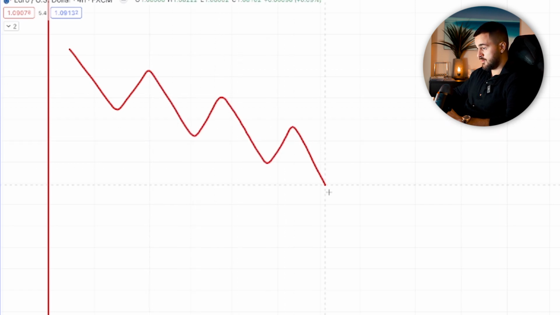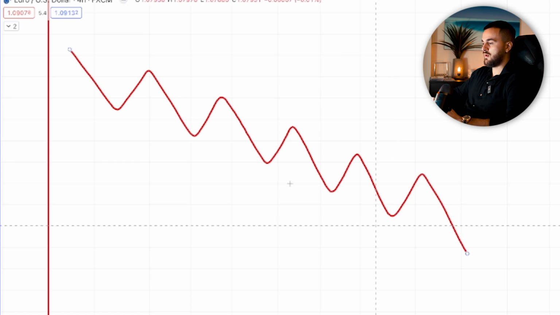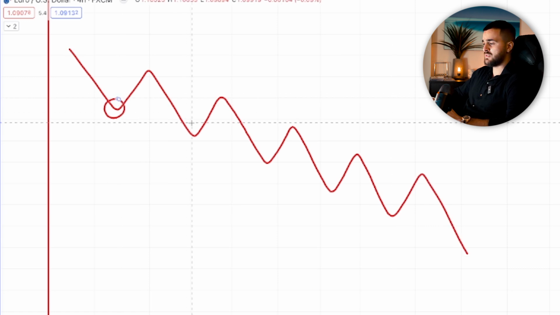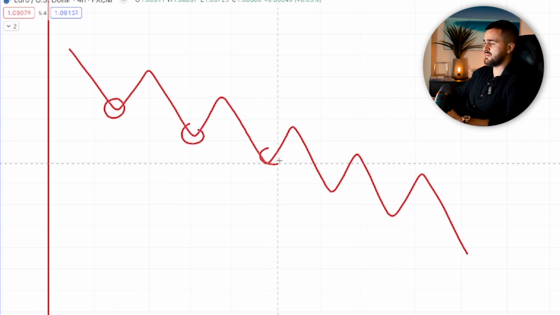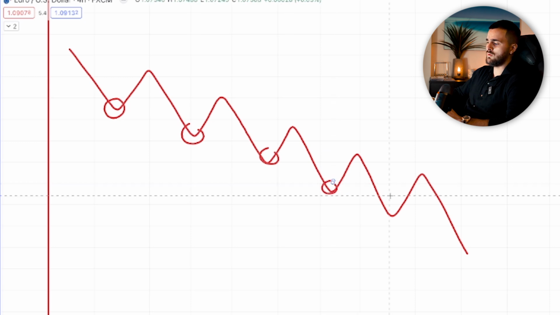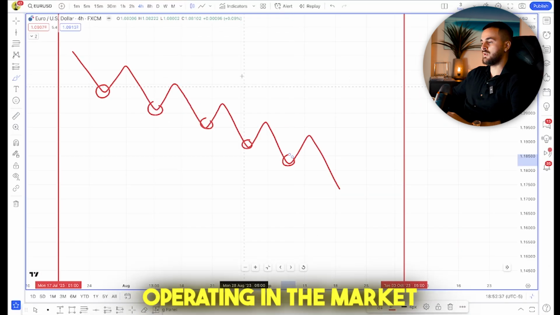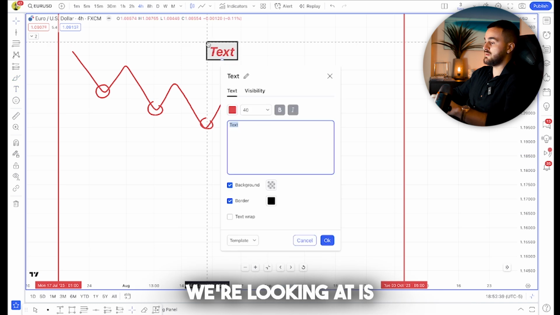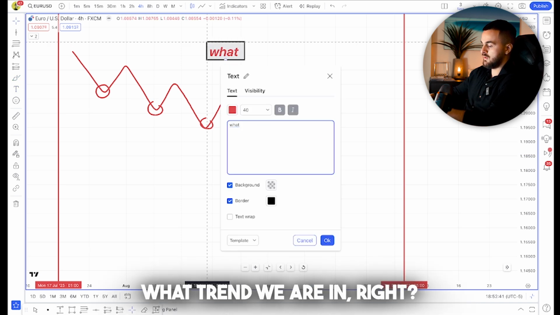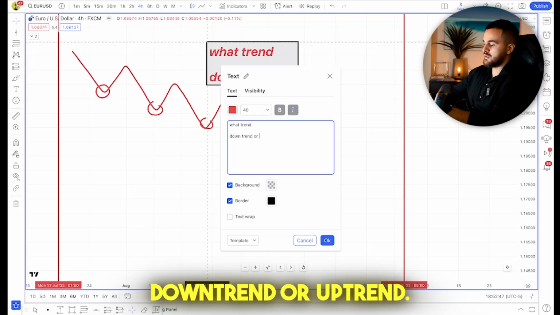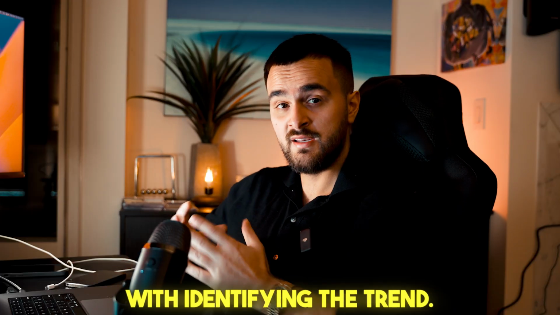My students follow me every day and we teach this simple stuff. Every single day I go about these lessons. This is just a quick lesson to you guys on how we do things, what we look at. We're not always operating in the market, but one thing we're looking at is what trend we are in, right? Downtrend or uptrend. Many traders struggle with identifying the trend.